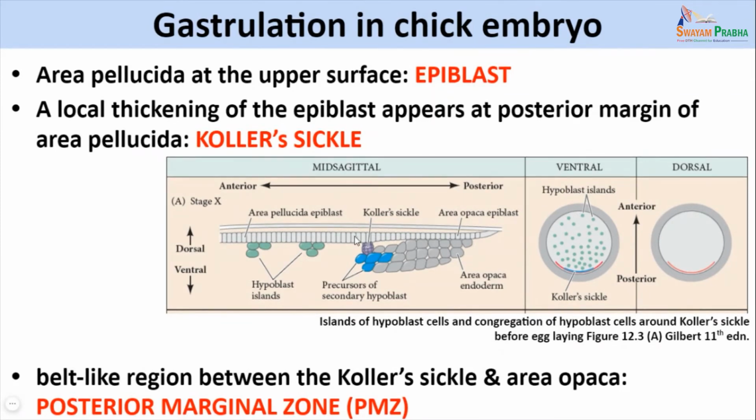And as in the diagram we can see, this is the area pellucida epiblast. A local thickening of the epiblast appears at the posterior margin of the area pellucida, as we see in this diagram from the ventral region of the growing blastodisc, which is known as Koller's sickle, shown blue here. This Koller's sickle can also be seen here. It is present in the form of a thickening at the posterior margin of the area pellucida. Also, a belt-like region appears between the Koller's sickle and the area opaca, which is known as PMZ or the posterior marginal zone.